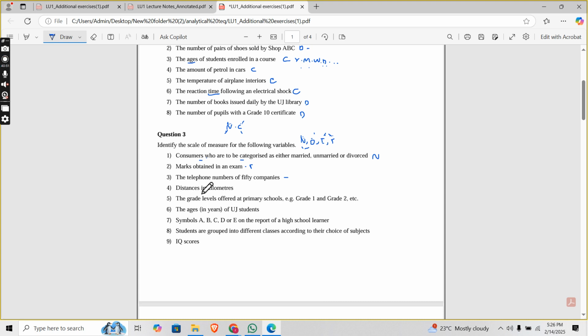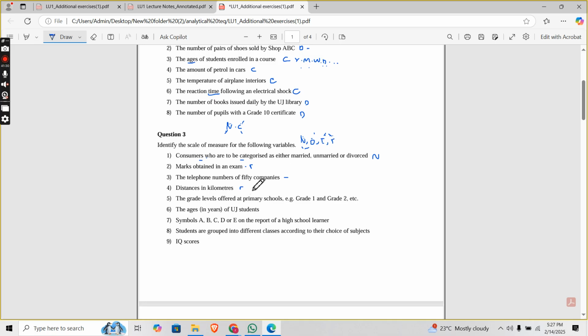Number 4 says the distances in kilometers. We use the ratio scale for distances in kilometers. Why? First, at the back of my mind, I decided whether it's numerical or categorical. It's numerical because we can add 1 kilometer to 2 kilometers, so it's possible for us to add them. That means it's either interval or ratio. So I said it's ratio.